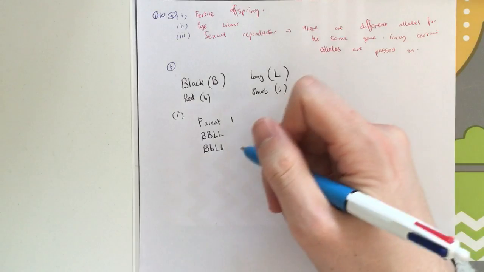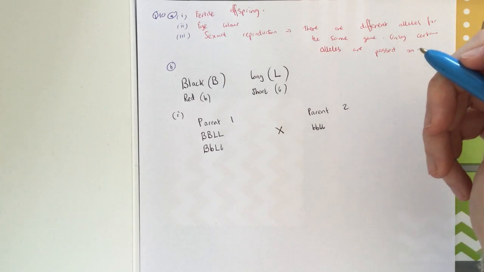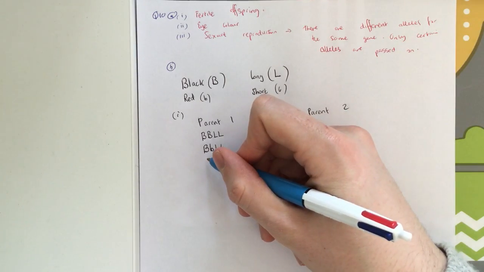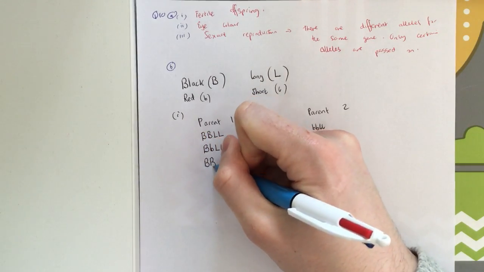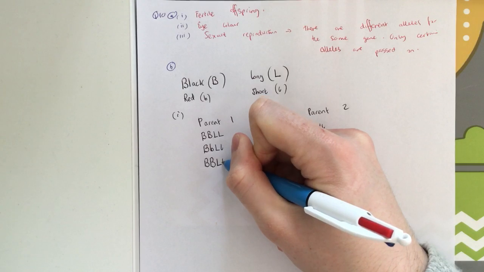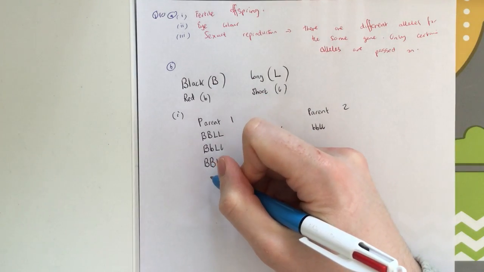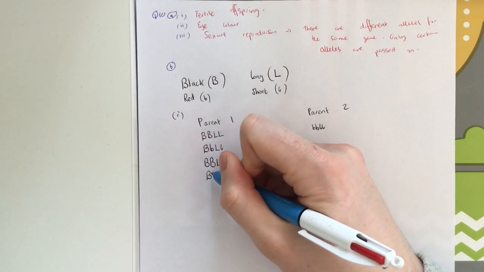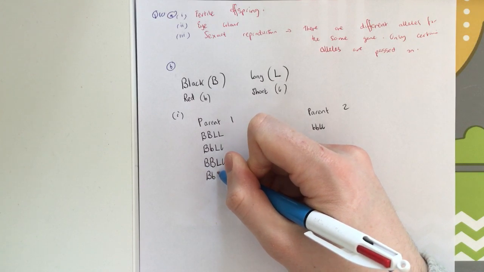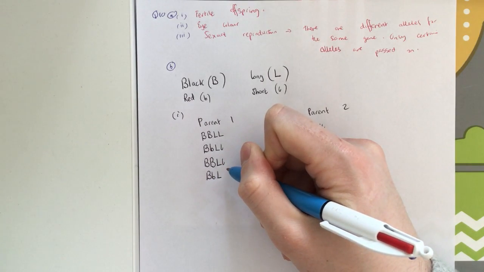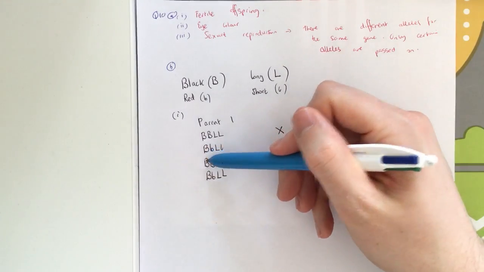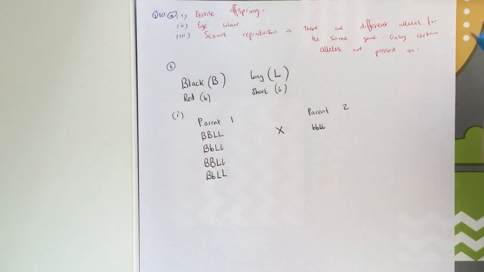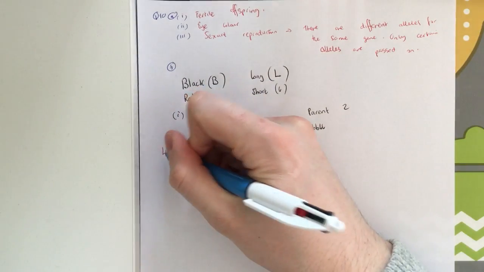You could have a situation where parent 1 is, let's see, big B, big B, big L, small l. Or you could have big B, small b, and you could have big L, big L. In other words, you have 2 dominant black, 2 dominant long, and so we have 4 options really.